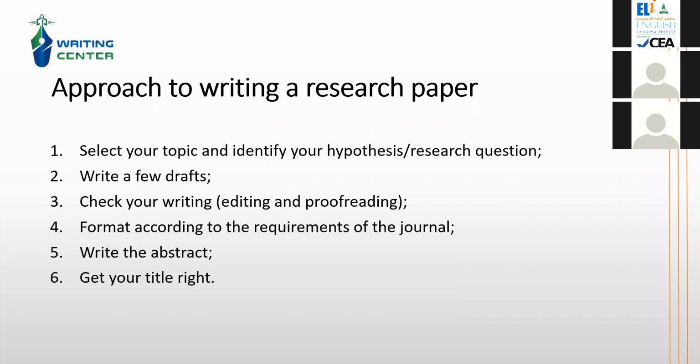So we have these six steps. We'll discuss them one by one. The first one, select your topic and identify your hypothesis or research questions. Number two, write a few drafts. Three, check your writing, editing, and proofreading. This is very important. Then format according to the requirements of the journal. We'll discuss it in detail. Finally, write the abstract and get your title right.